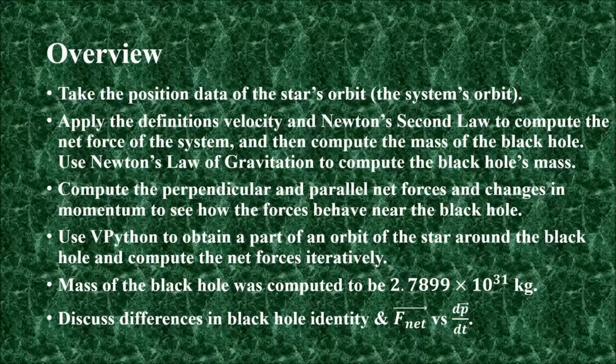Since the computation is tedious by hand, VPython will be used to calculate the net force at each time interval of 1 Earth day. The parallel and perpendicular components of the force will be calculated in order to observe the forces acting parallel to the motion and perpendicular to the motion in VPython. The mass of the black hole was computed to be 2.7899 times 10 to the 31st kilograms. Lastly, I'll discuss whether the identity of a new black hole can be distinguished if all of the other variables remain constant, and I'll also discuss the differences between Fnet and dp/dt.